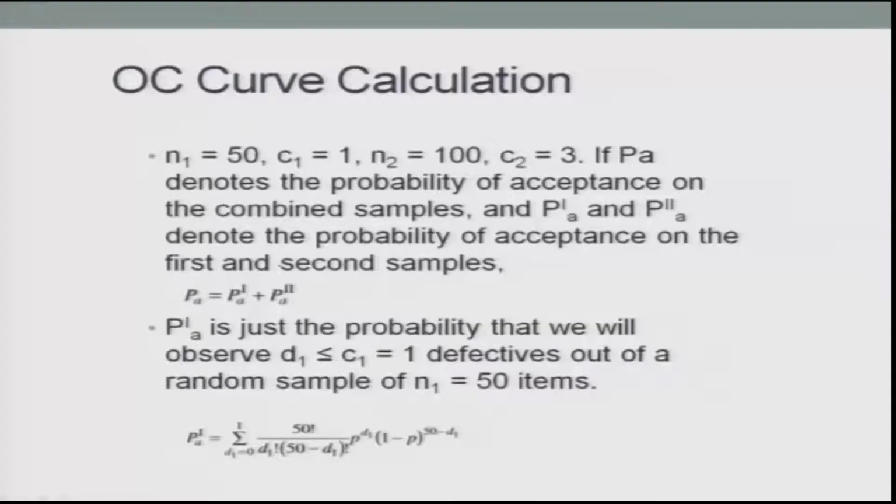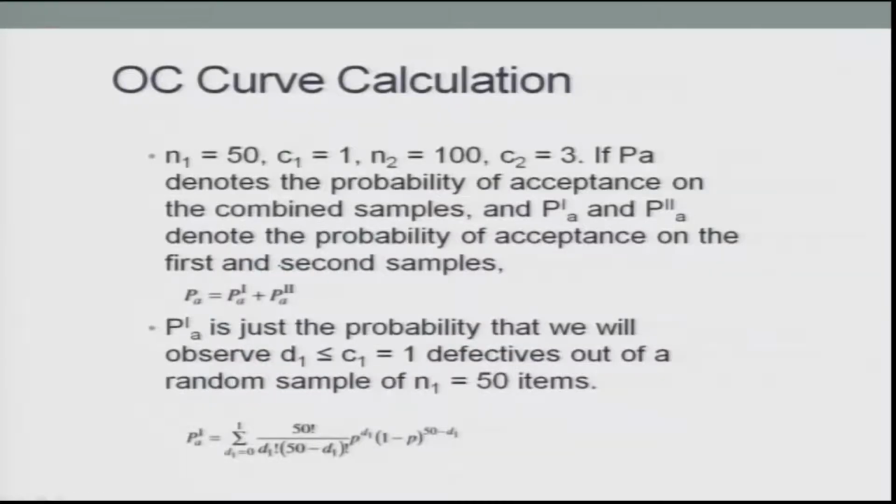So, P1A is just the probability that you will observe D1 less than or equal to C1. That means in the first lot when you pick up, you have already specified that C1 should be the number of defects, but if D1 is less than or equal to C1, obviously you will accept that lot. So, out of a sample of 50 observations, which is given by n1, you find out the probabilities, so the sum of the probabilities. Now D1 can be either 0 or 1. So, if C1 is 2, the D1 values can be 0, 1, 2. So, obviously you have to add them accordingly.